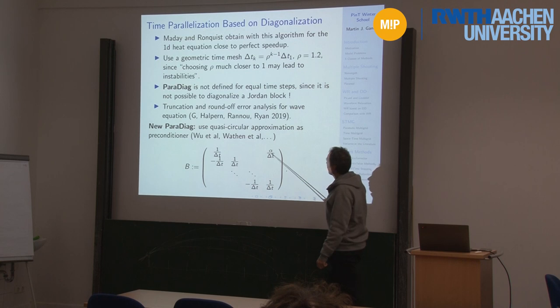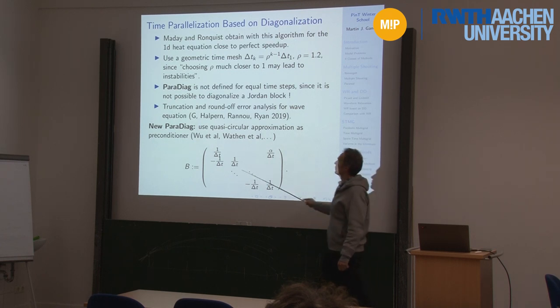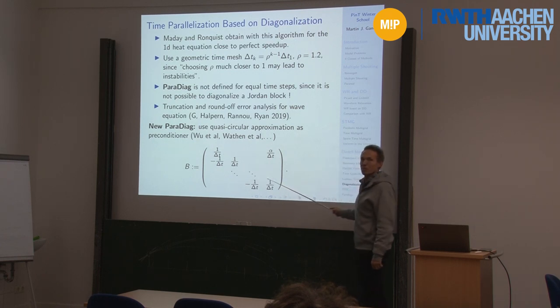And now suddenly, if alpha is 1, this is a cyclic matrix. So this you can diagonalize by Fourier transform. That's well posed. It's orthogonal. But the matrix is wrong now. But if you make alpha smaller, then it gets less and less wrong. If alpha was 0, this is exactly the time-stepping matrix. So then you can iterate on this.